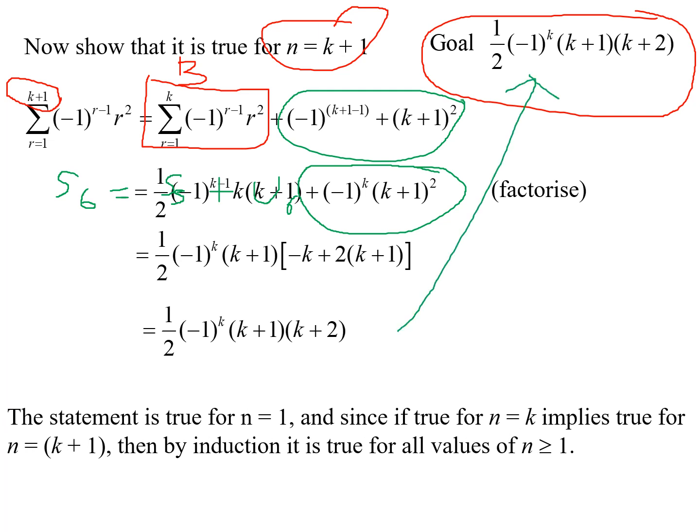So therefore, your final conclusion would be the statement is true for n equals to 1, n equals to k. It's also true for n equals to k plus 1. And then by induction, it is true for all positive integers of n, or for all values of n larger than or equal to 1.